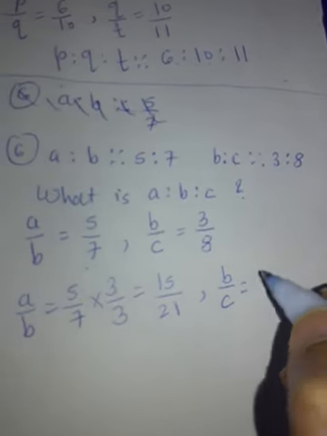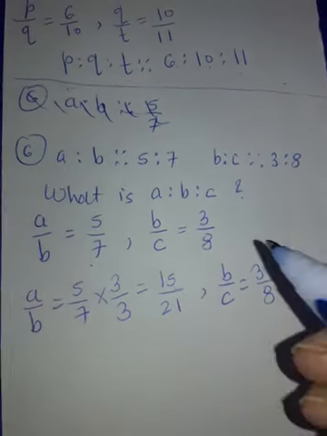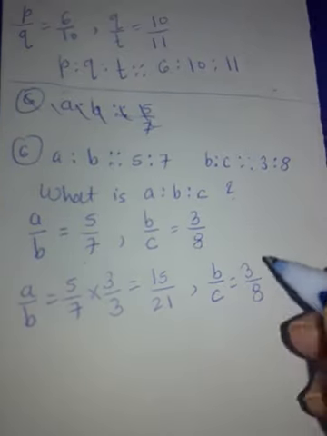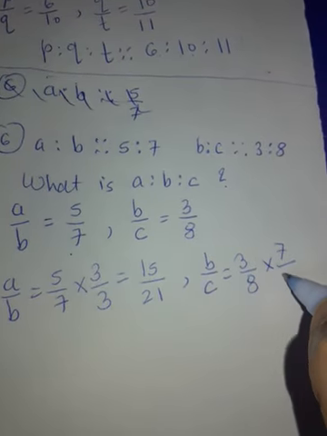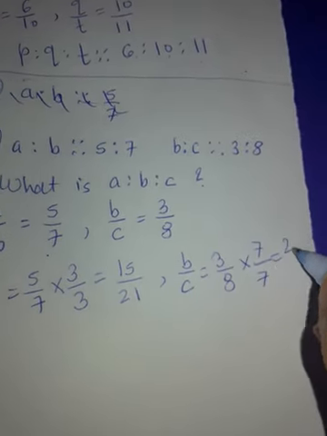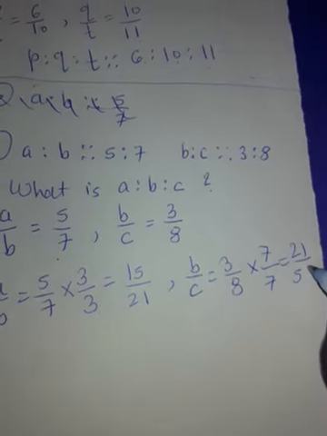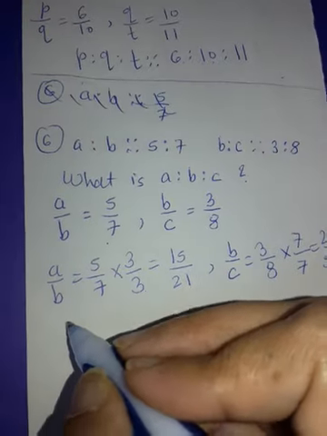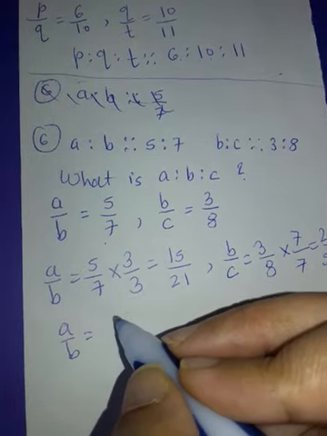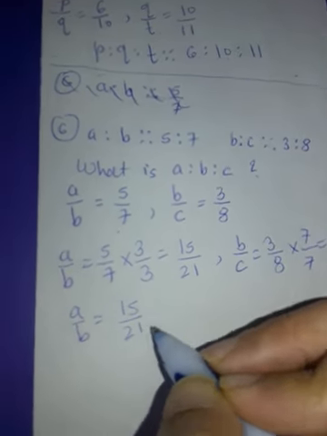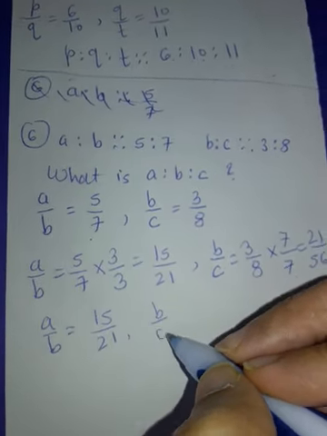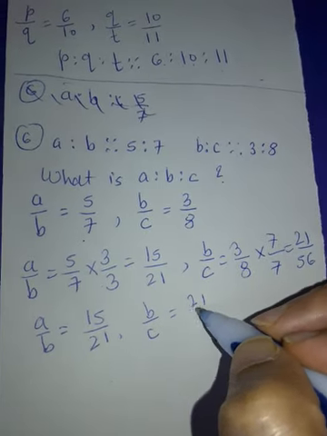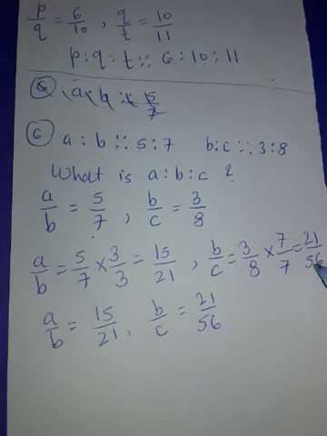Now I'll copy B upon C, that is 3 upon 8. And now this B equivalent to 7, I'll pick from here. So now what do I have? A upon B is 15 upon 21 and B upon C is 21 upon 56.